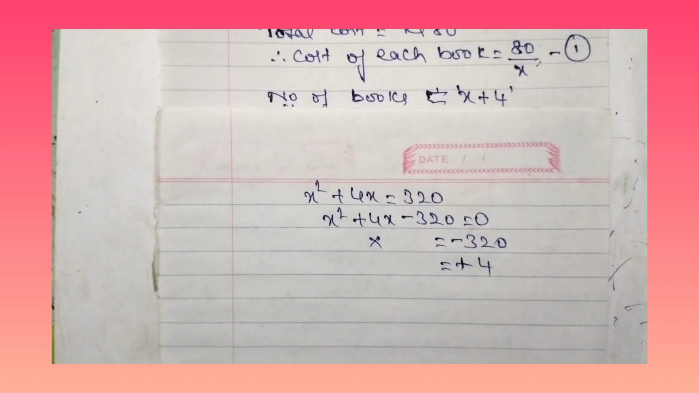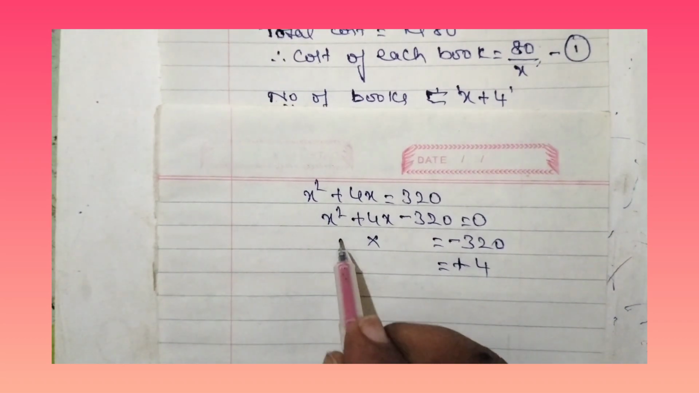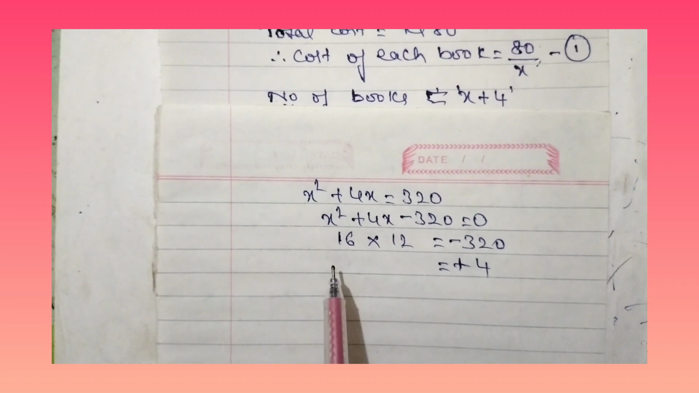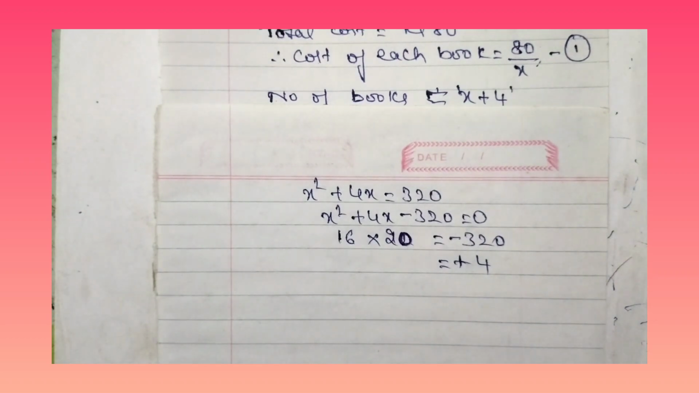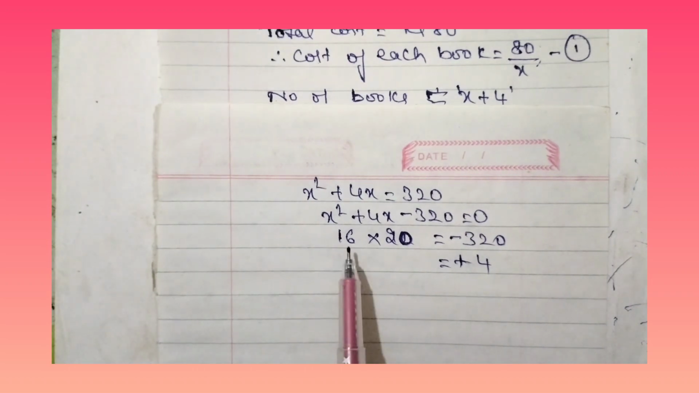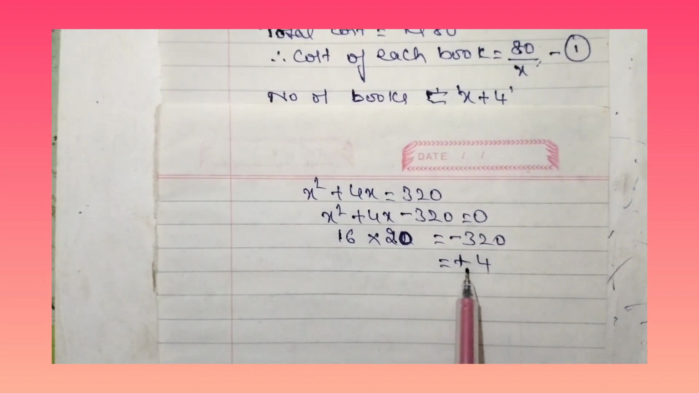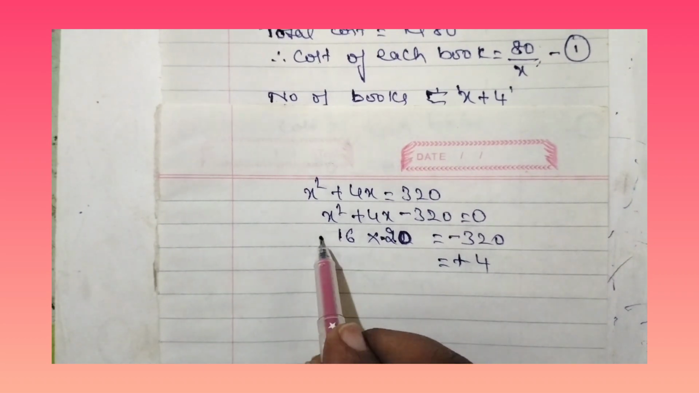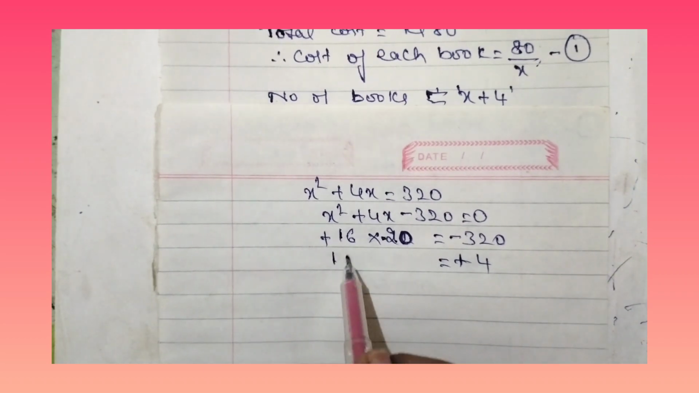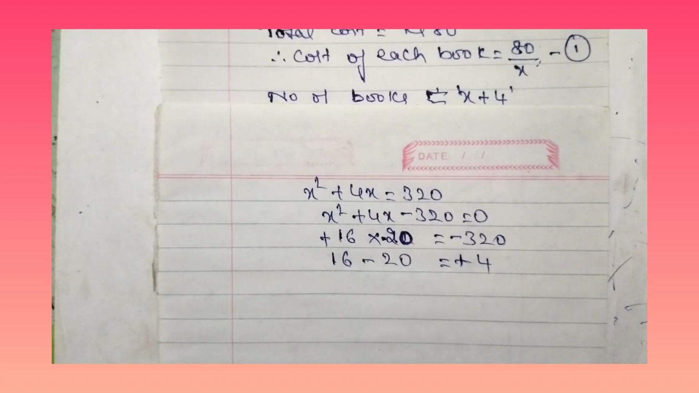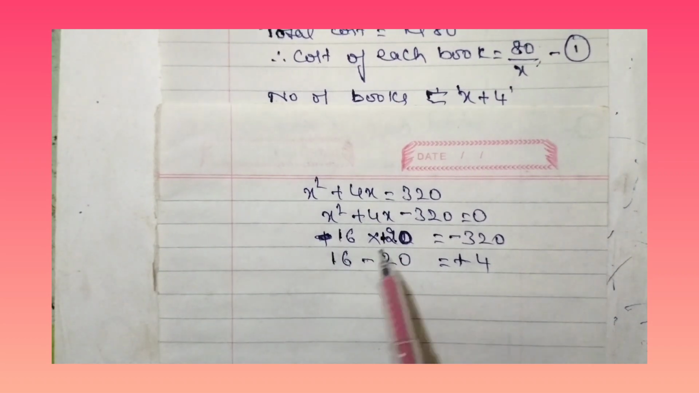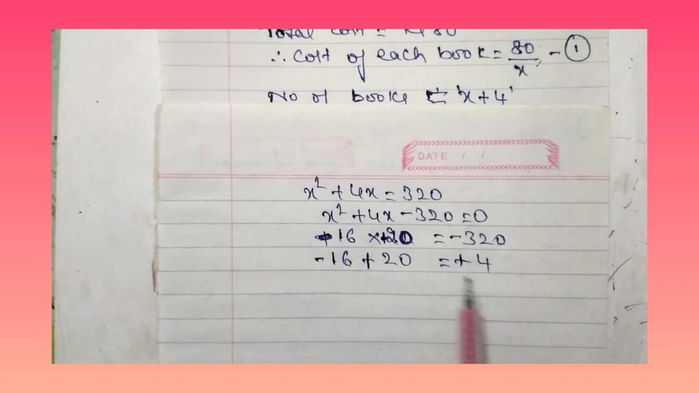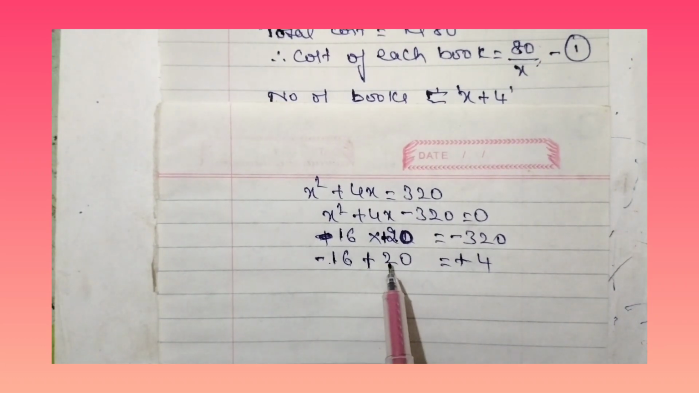ಮಲ್ಟಿಪ್ಲೈ ಮಾಡಿದ್ರೆ 320 ಬರಬೇಕು. So let us multiply 16 and 20. 20 into 16, because 16 twos are 32, 320. To get plus 4, for 20 plus and for 16 minus. So 20 minus 16 is equal to plus 4. So one is minus 16, another one is plus 20.